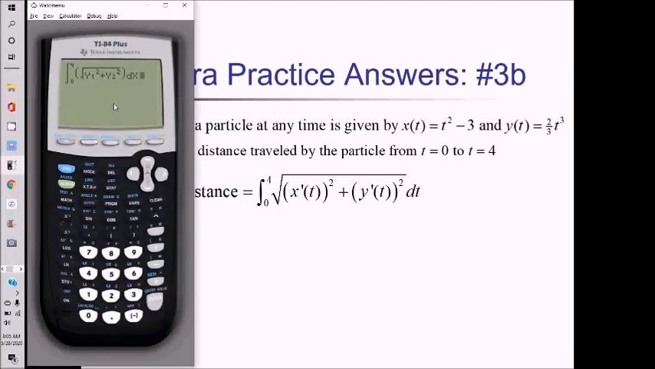Here's my setup for this on the calculator. I have my integral from 0 to 4. X prime I stored as y1, y prime was y2, so I just square those without opening any kind of parentheses. And I'm using x instead of t, but because I'm using x everywhere, it functions in my integral just like the t over here is functioning in this integral. So pressing enter, total distance is 46.062.